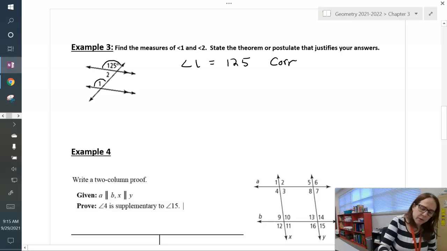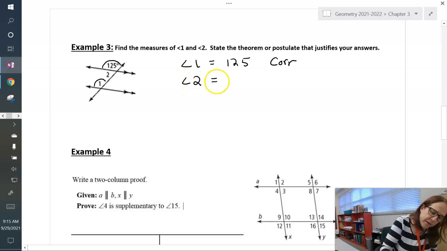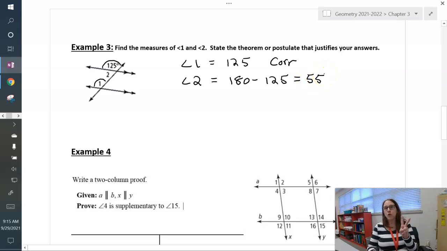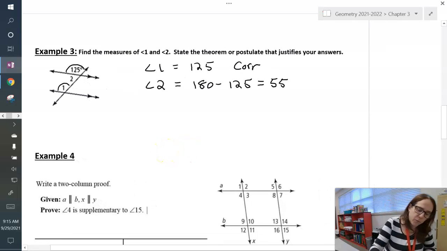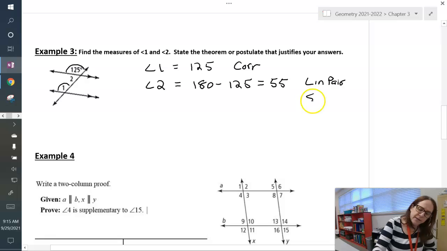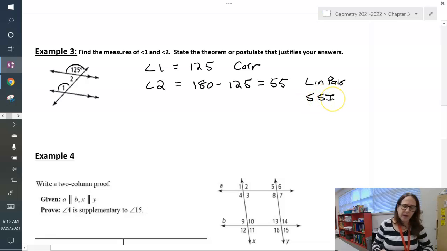Angle 2, that's going to be 180 minus 125. I get 55 degrees. There's two reasons you could use for this. You could say it's a linear pair with 125. It's a linear pair. Or you could say it's a same side interior. I would take either one.